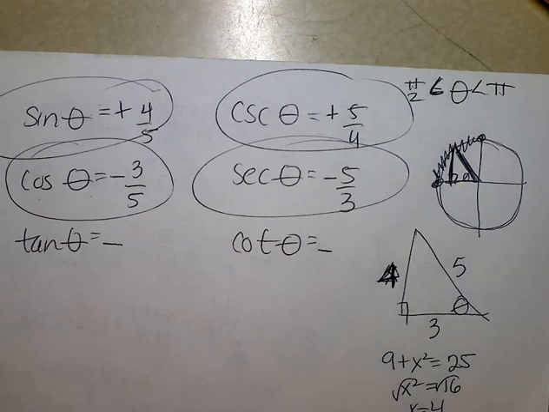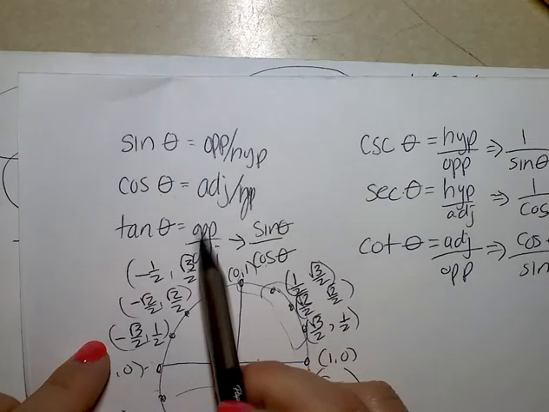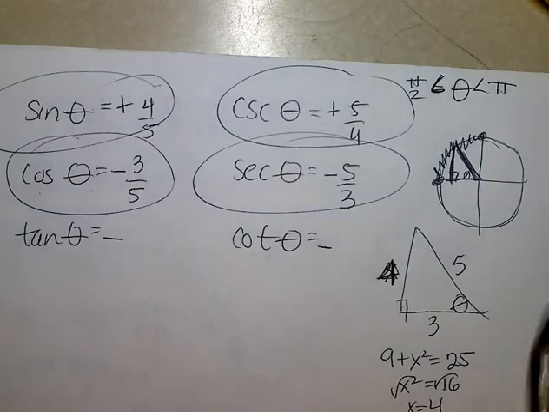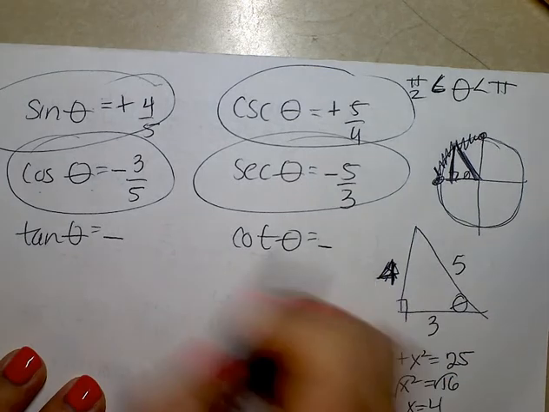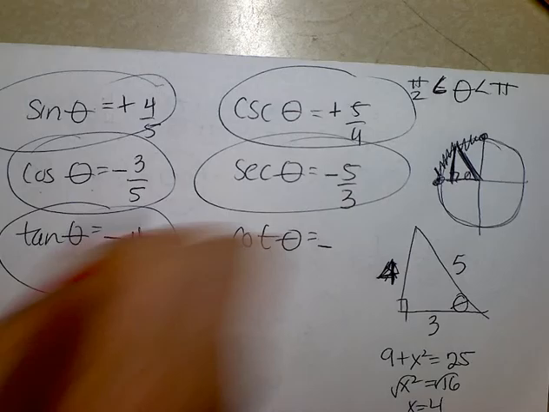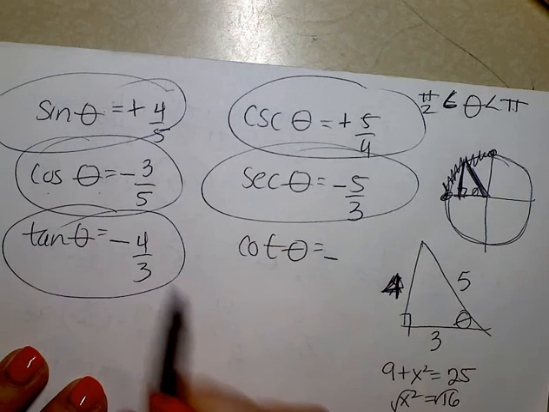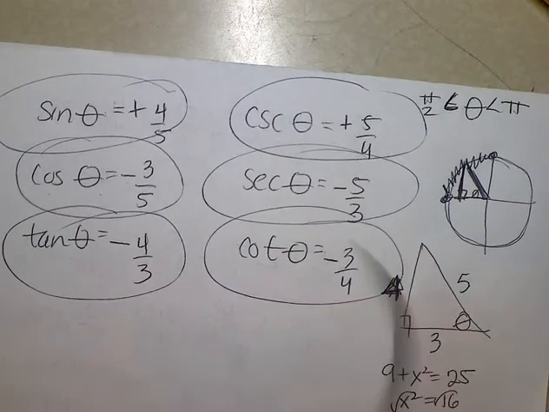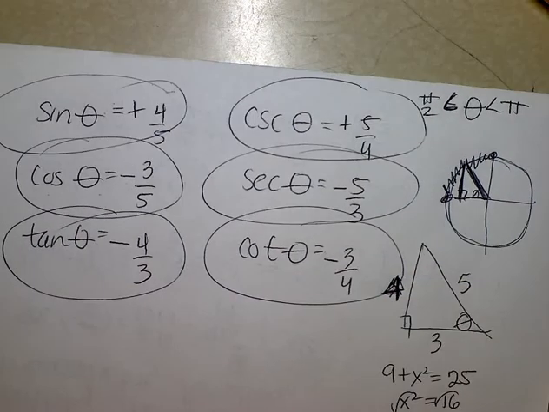Tangent means opposite over adjacent. Opposite over adjacent is 4/3. Done. Now the reciprocal is 3/4. Done. Okay, talk to your partner about the last 2 problems before we go on to one more type. Go ahead.